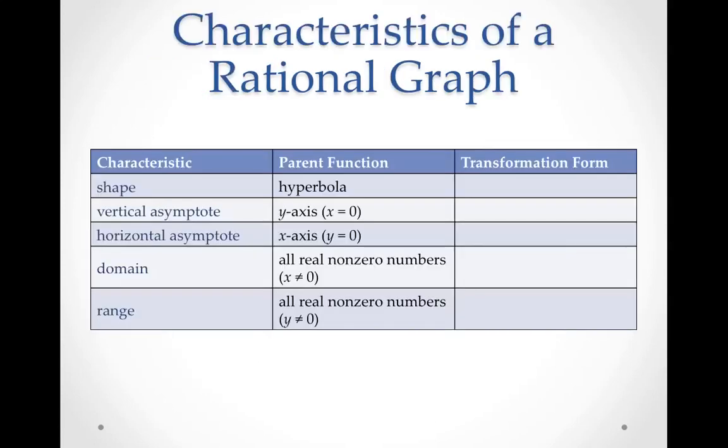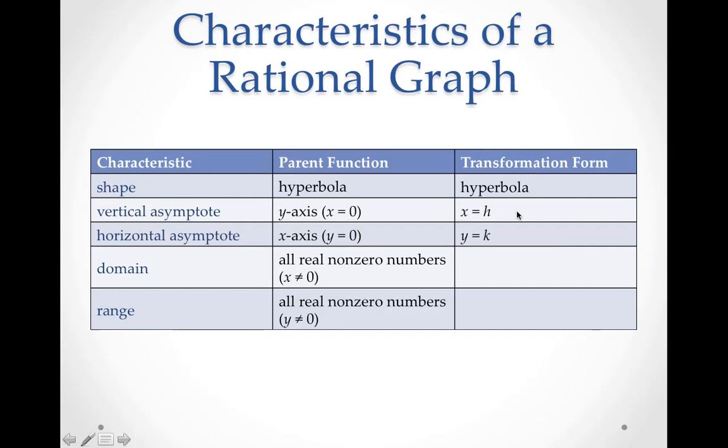So if we compare characteristics now between the parent function and the transformation form, our shape is still going to be a hyperbola. The vertical asymptote now is going to depend on whatever our h value is. If the vertical asymptote is normally at x equals 0, our h value not only moves every point of the graph, but it also moves this vertical asymptote. So our vertical asymptote in the transformation form will always be x equals h.